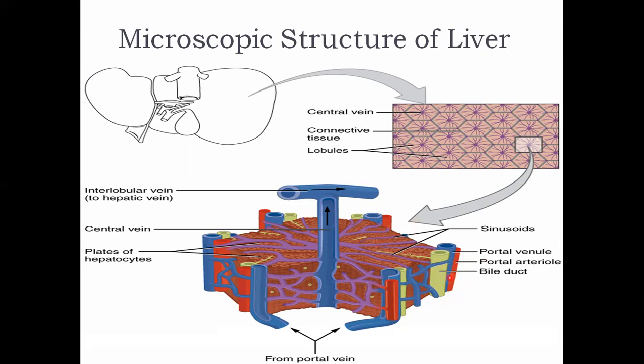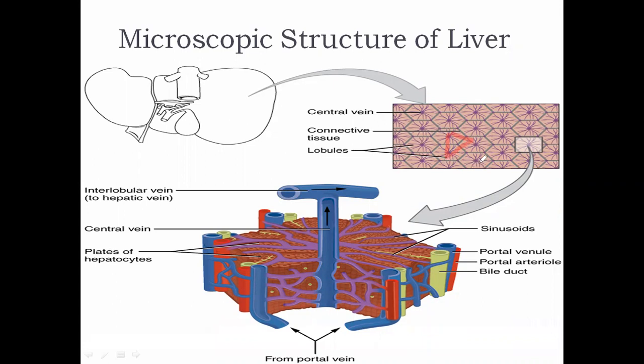Then we have two things: one is the portal lobule and the other is the hepatic acinus. So what is this portal lobule? We'll take this for instance. This is the portal lobule. What are its corners made of? It's made of central veins. It's a triangular structure, whose corners are made up of adjacent central veins.